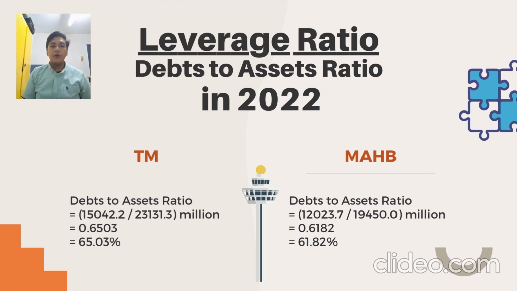For Malaysia Airport Holdings Berhad, total liability is 12023.7 million, while the total asset is 19450.0 million. So it's equal to 61.82%. That means 61.82% of Malaysia Airport Holdings Berhad's total assets are financed by debt. For conclusion, Malaysia Airport Holdings Berhad has a slightly lower debt to asset ratio, indicating a potential lower level of financial risk compared to Telekom Malaysia.